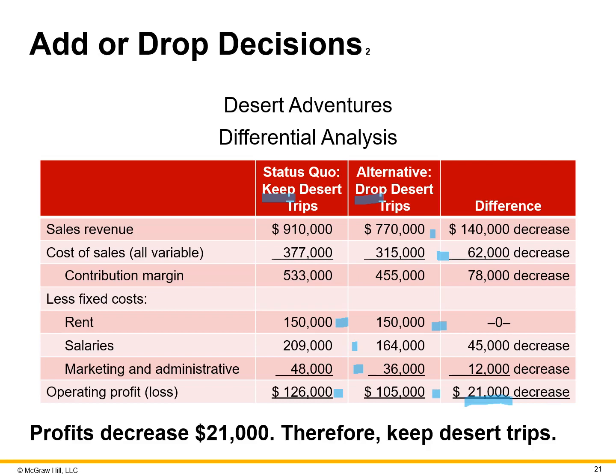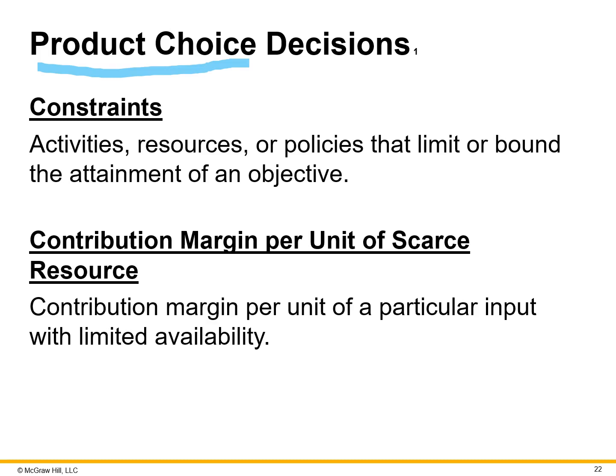Next, we're going to talk about product choice decisions. One thing to consider are constraints. Constraints are activities, resources, or policies that limit a certain objective. So in the case of a manufacturer, we might have a machine that we can only run for a limited amount of hours. We might have a production process where the first stop has a bottleneck. And so even at the second stop, if they're able to produce more, they can't because they're waiting for the products from the first stop.